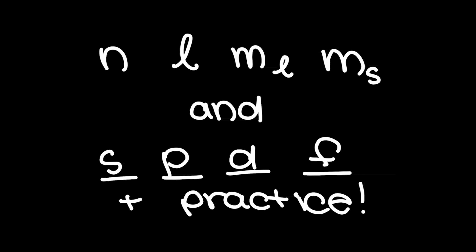Hello everyone. Today we are going to be going over the four quantum numbers n, l, m sub l, and m sub s. And we're going to be talking about the shapes of the orbitals, which can be determined by the L quantum number. And we're also going to go over some practice questions.